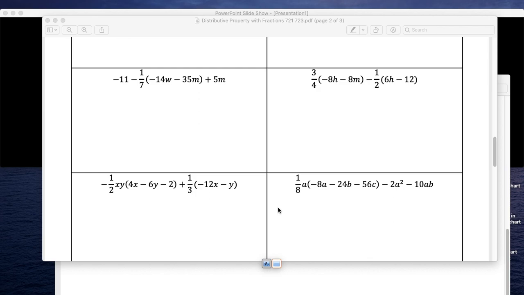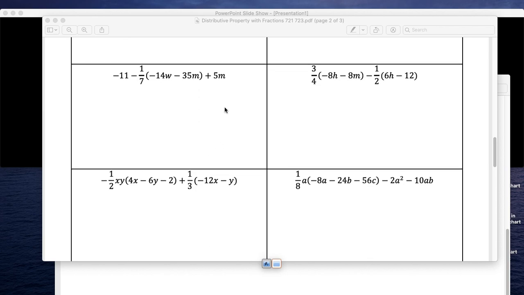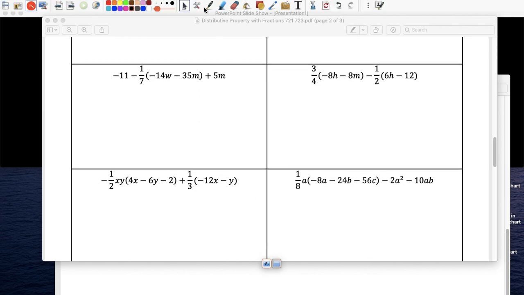I mean, all we're doing is multiplying, guys. I mean, nothing we haven't done. Negative 11, distributive property here.